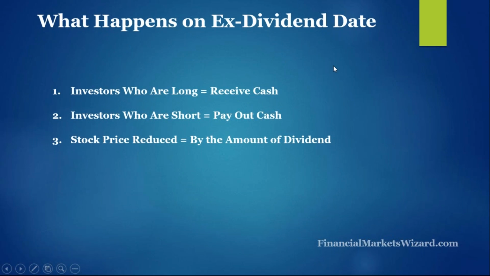So what happens on ex-dividend date? Let's say when the company announces dividend, they say that on the record, if you buy shares, suppose till July 18th, you are entitled for the dividend, and July 19 is ex-dividend date. So if you buy shares on July 19, you will not get the dividend, only till July 18. So July 19 is ex-dividend date. So all the shareholders who hold the shares, they receive the cash, and those who are short, they have to pay the cash. And the stock price generally is reduced by the amount of the dividend.